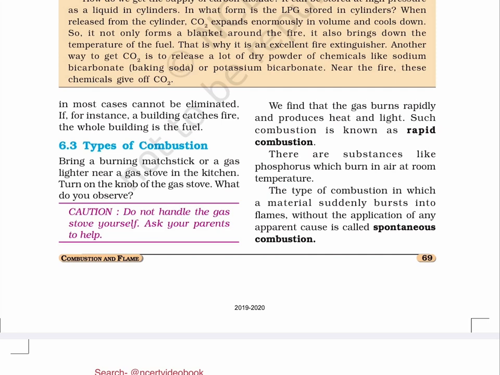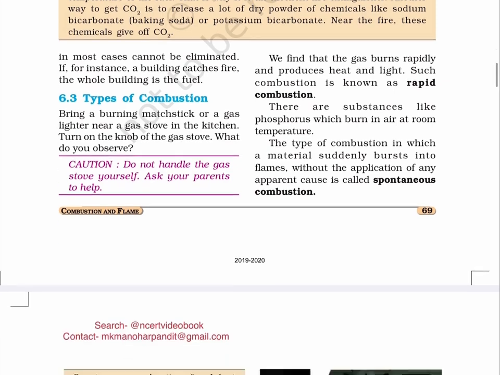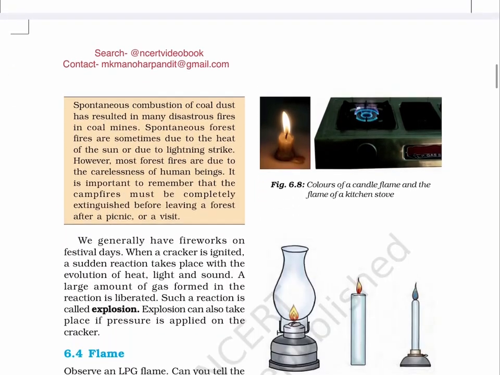We find that the gas burns rapidly and produces heat and light. Such combustion is known as rapid combustion. There are substances like phosphorus which burn in air at room temperature. The type of combustion in which a material suddenly bursts into flames without the application of any apparent cause is called spontaneous combustion. Page 70.